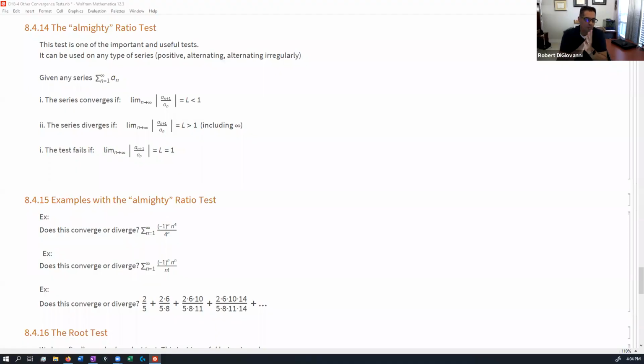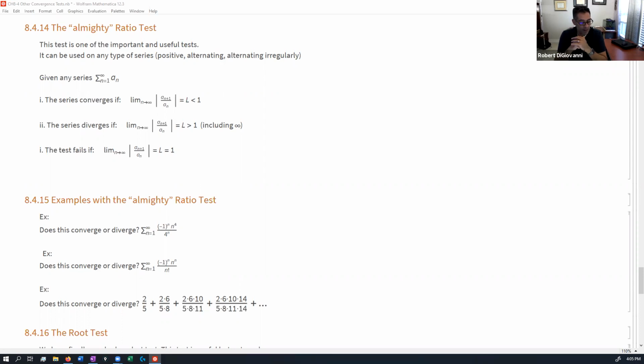All right, we have reached the point of the almighty ratio test. Now, the book does not call it the almighty ratio test, but this is one of the most important tests. We're going to use it a lot in the next section, a lot. So yeah, let's get to it.